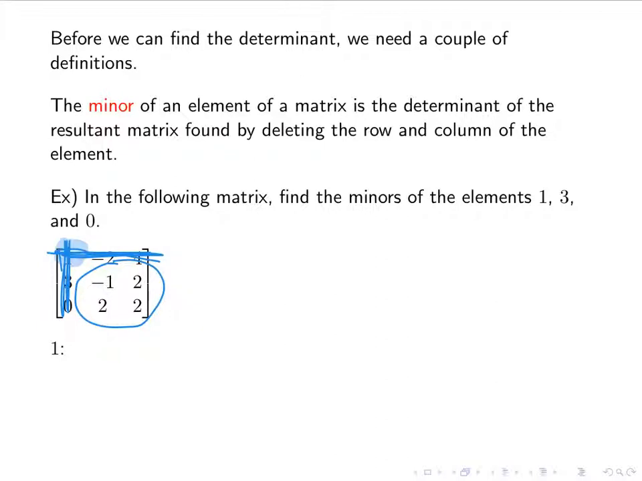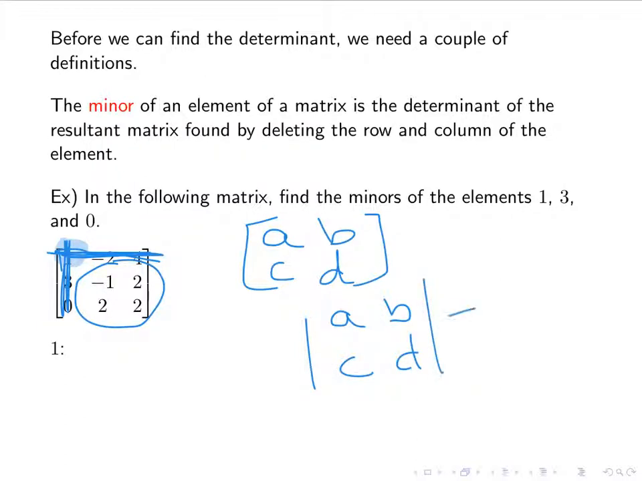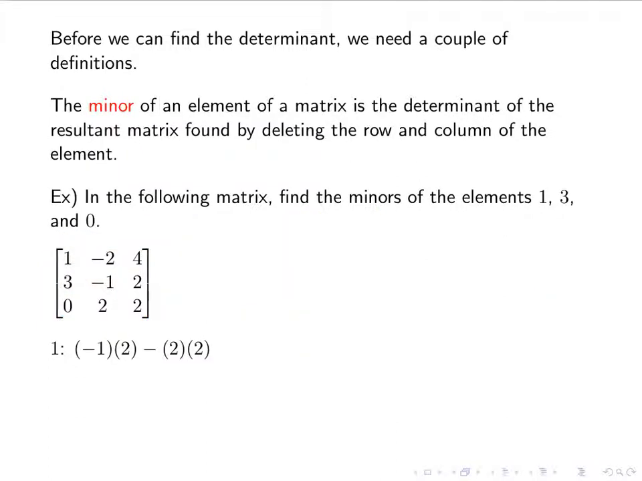So if we remember, if I have the matrix, say A, B, C, D, then the determinant is A times D minus B times C. So to find the minor, I am going to find the determinant of -1, 2, 2, 2. So I have -1 times 2 minus 2 times 2, and again, I'm getting rid of the row and column. And that gives me -6.